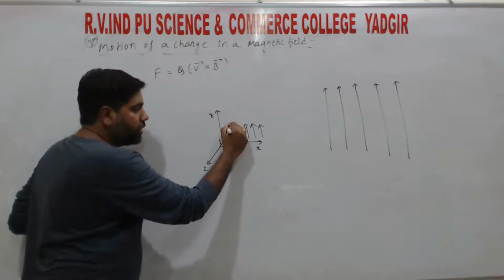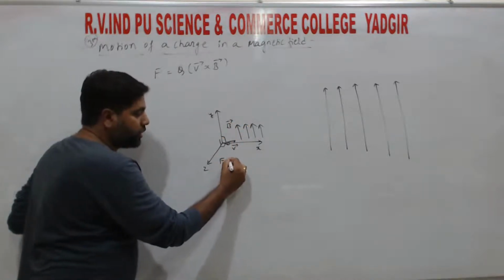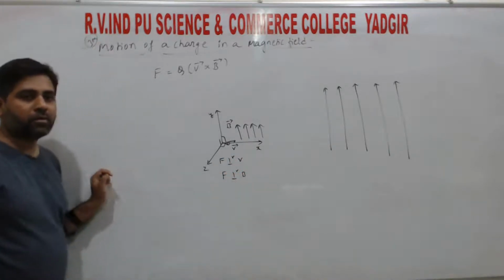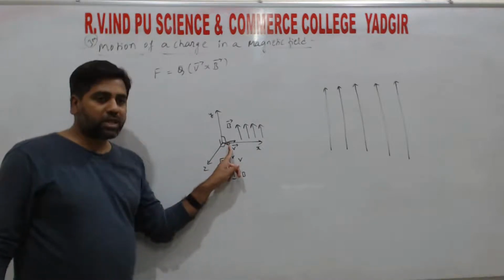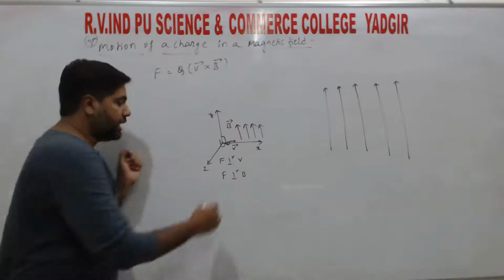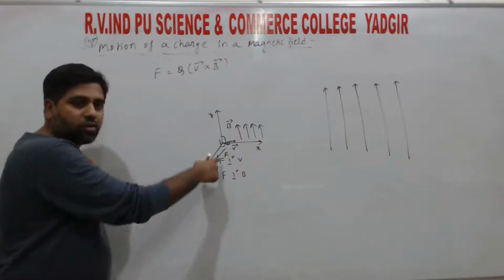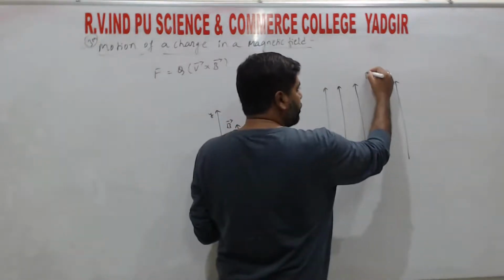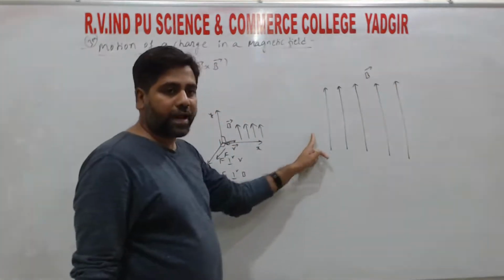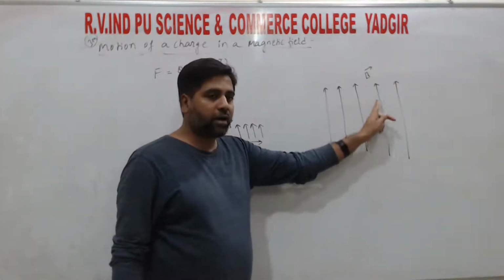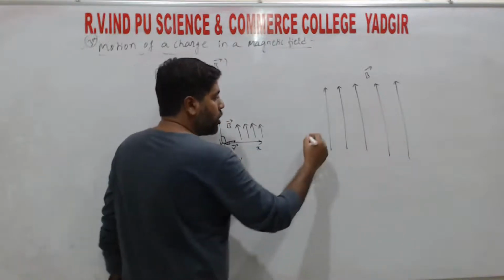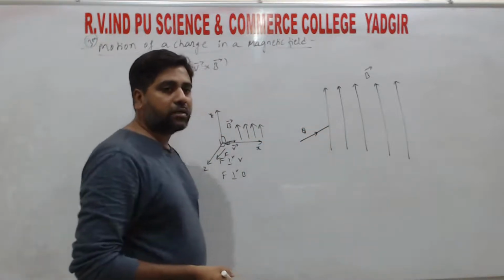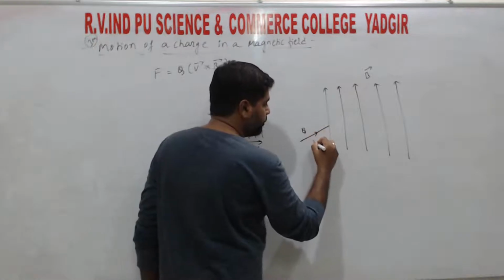So when v is perpendicular to B, then F is perpendicular to both v and B, right? So this is the force experienced by the charge. The force acts along the z axis. With this concept, we have a uniform magnetic field along the y axis. So we represent the uniform magnetic field along the y axis. Then the charge is moving along the z axis with some velocity v, and that charge has some mass m, right?